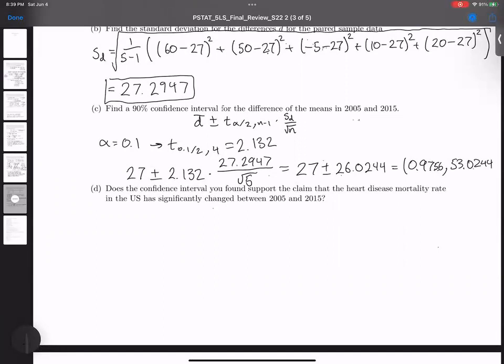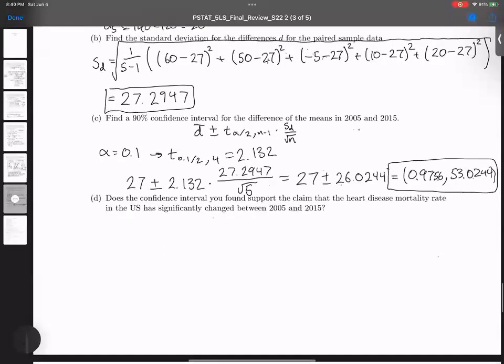So part D, this is our final answer, by the way, right there. Part D: does the confidence interval you found support the claim that heart disease mortality rate in the US has significantly changed between 2005 and 2015? Again, we don't need to think about what the significance level is. We already computed the confidence interval at 90% confidence, and we're just asked whether this supports the claim that the heart disease mortality rate has significantly changed.